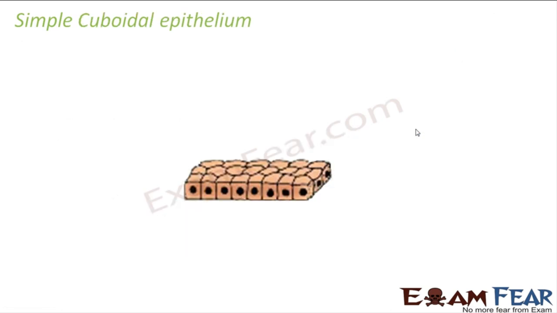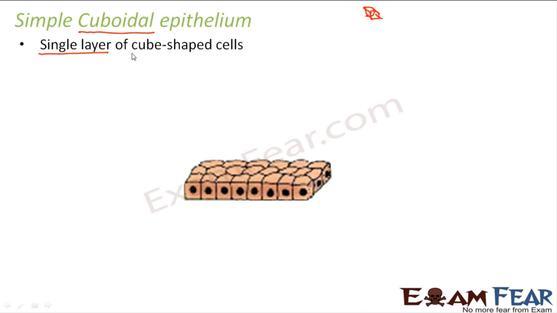Let us now look at the next type of simple epithelium, that is simple cuboidal epithelium. Now here again, the term cuboidal will tell you a lot about this kind of epithelium. Cuboidal means something in the shape of a cuboid, right? We all know what a cuboid is, something like this, correct? Okay. So these are a single layer of cube shaped cells, because again simple epithelium means single layer, cuboidal, therefore cube shaped cells.